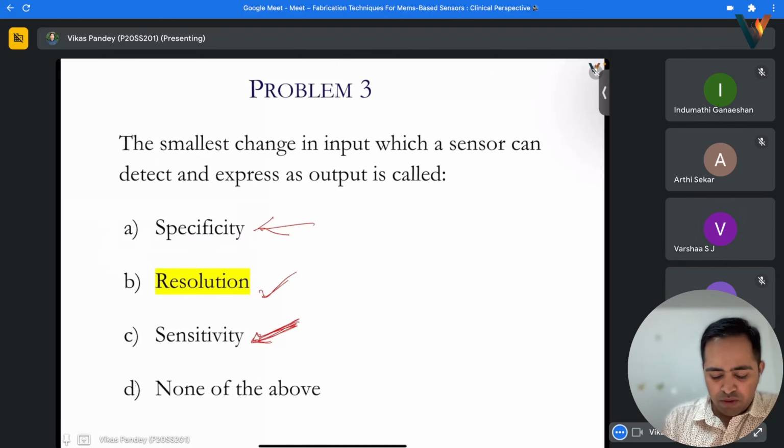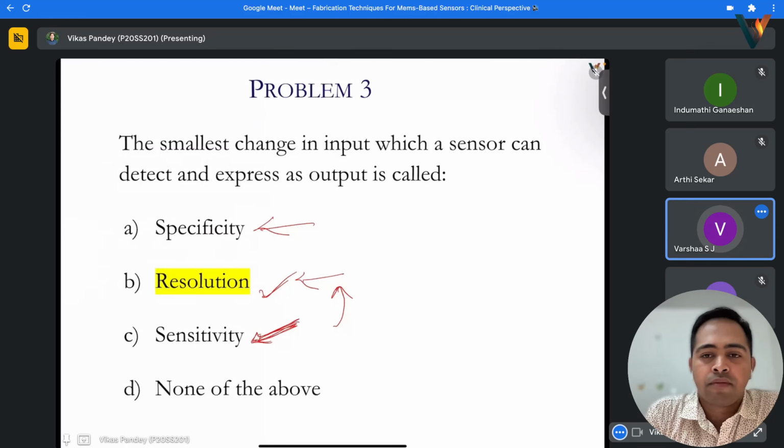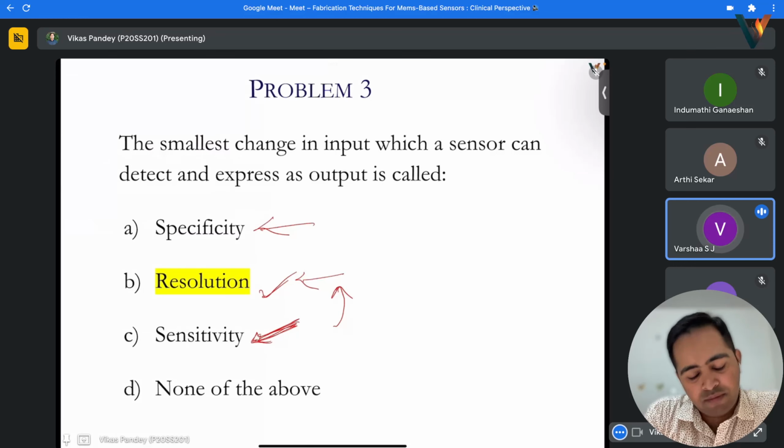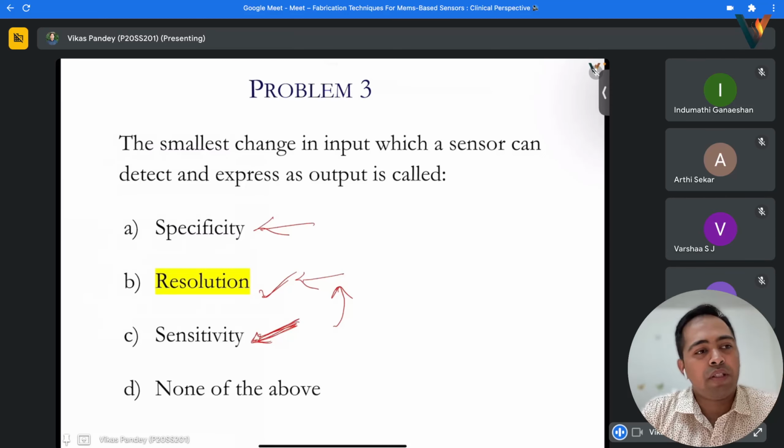So it is almost like resolution is the minimum sensitivity, right? Okay. Yes, and continue. Specificity, you were saying. Yes, very good.